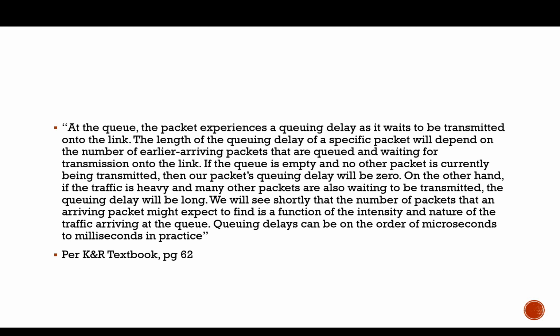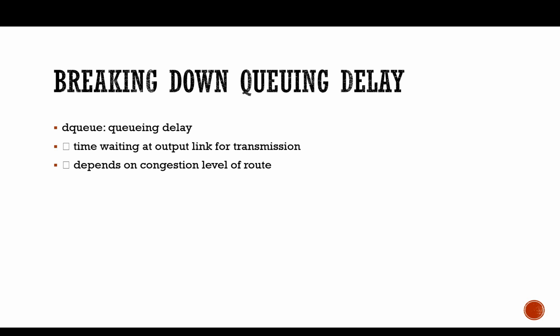We will see shortly that the number of packets that an arriving packet might expect to find is a function of the intensity and nature of the traffic arriving at the queue. Queuing delays can be on the order of microseconds to milliseconds in practice. And I know the explanation likes to utilize traffic or toll booths, but we'll see more on that later.